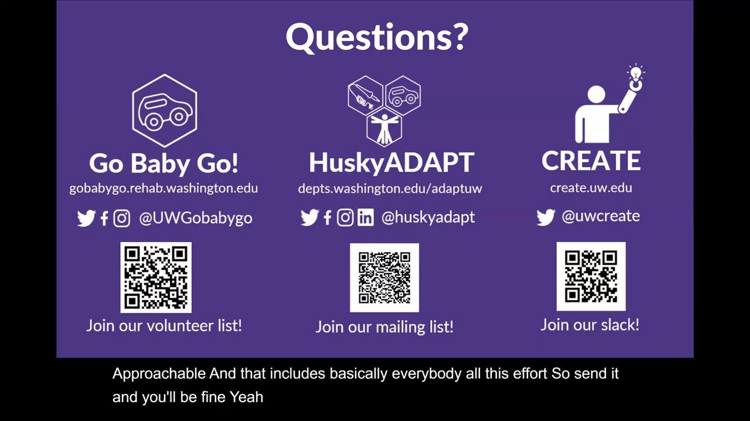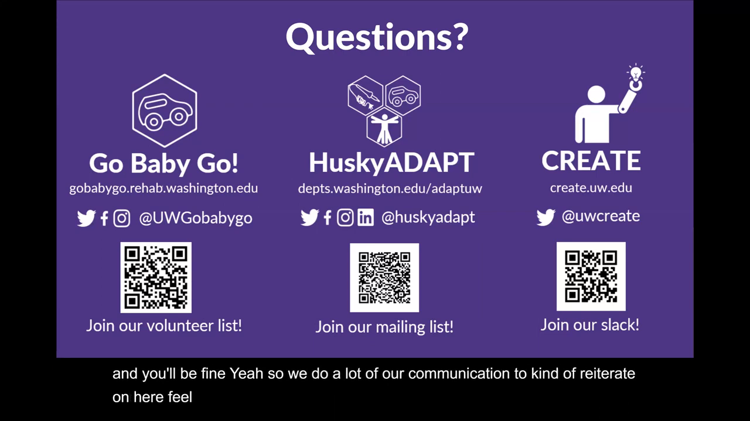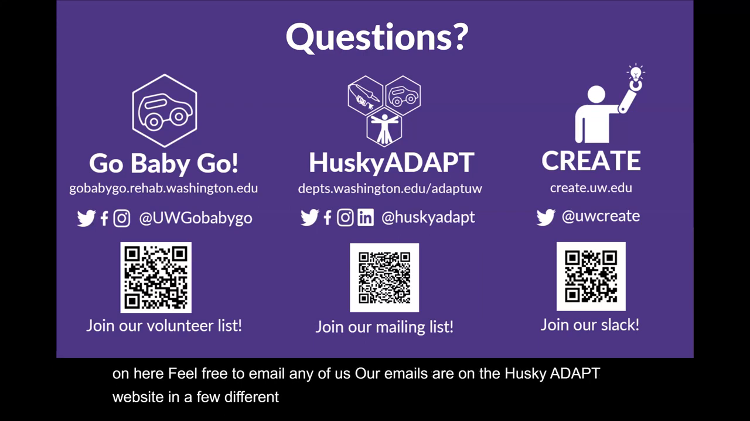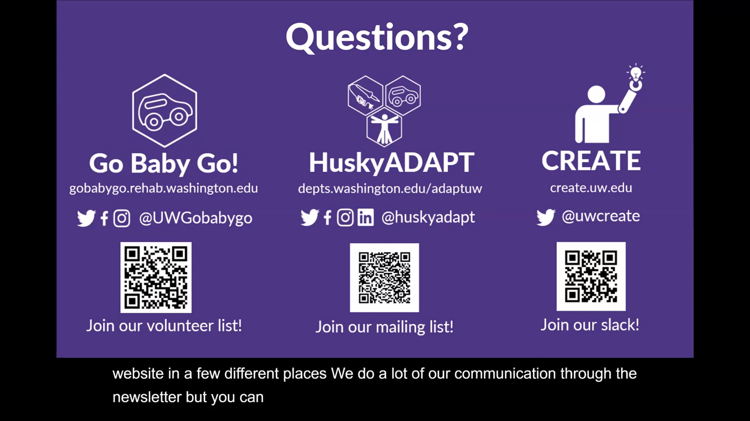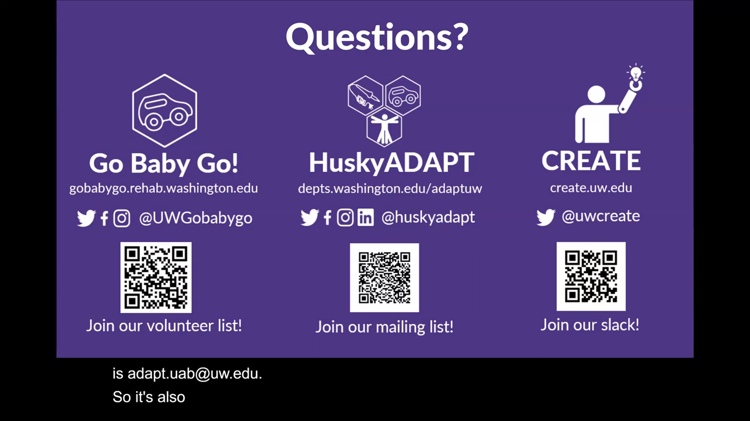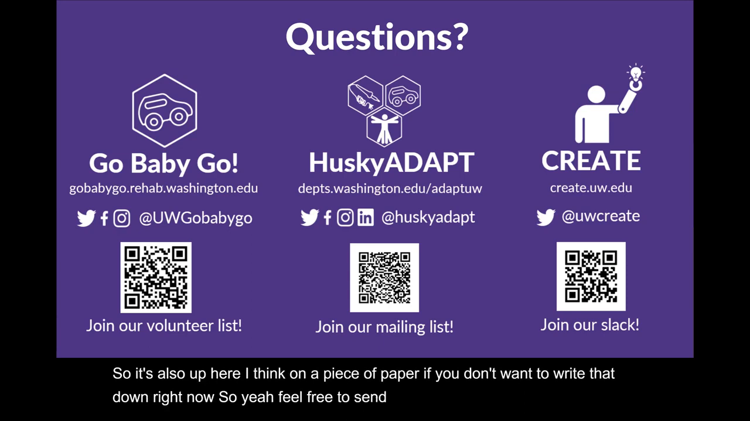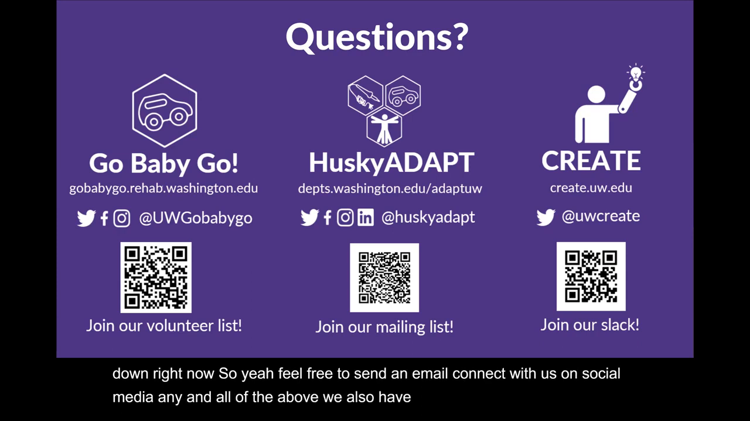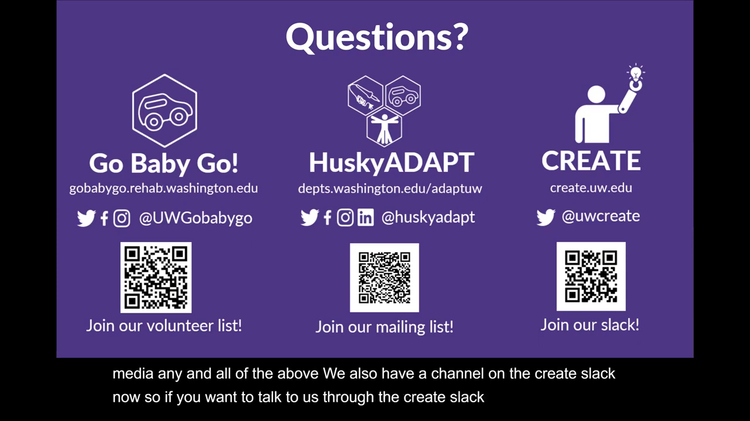We do a lot of our communication through the newsletter, and feel free to email any of us. Our emails are on the HuskyADAPT website in a few different places. Our email is adaptUW@uw.edu. It's also up here on a piece of paper, if you don't want to write that down right now. Feel free to send an email, connect with us on social media, any and all of the above. We also have a channel on the Create Slack now, so that's another good way to reach us.